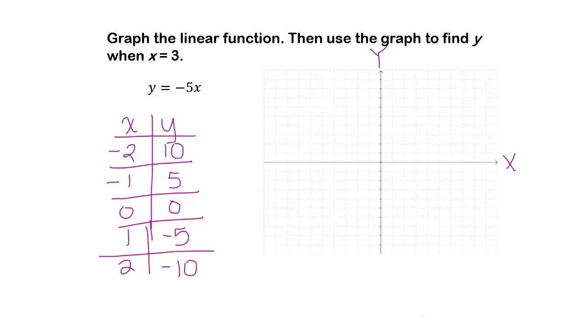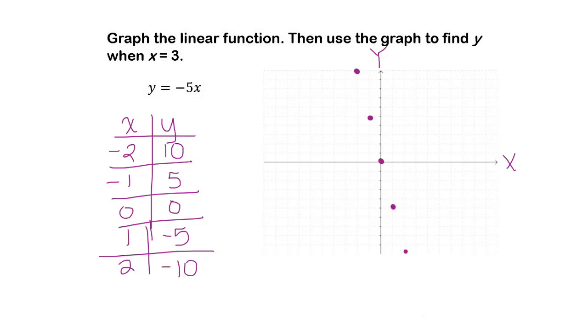Okay, so now let's plot the points. At -2, 10, that means on the left side, on the x-axis, I'm going to the left 2 from the center, from the origin, and then going up 10 because it's positive 10. And then we have -1, 5. So 1 to the left and then 5 up. And then we have 0, 0, that's at the origin. Then 1, -5, and then 2, -10.